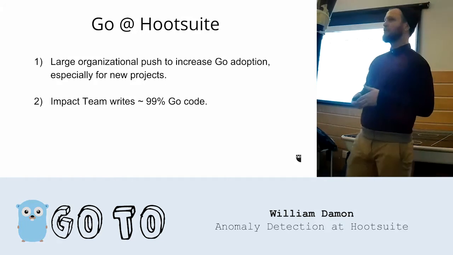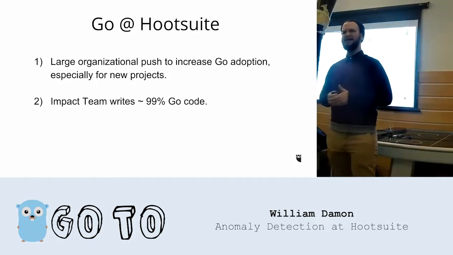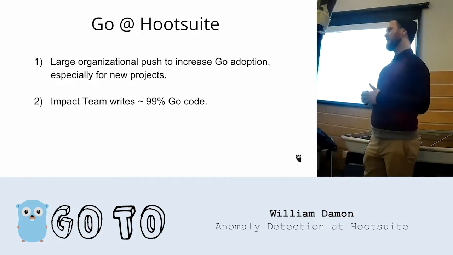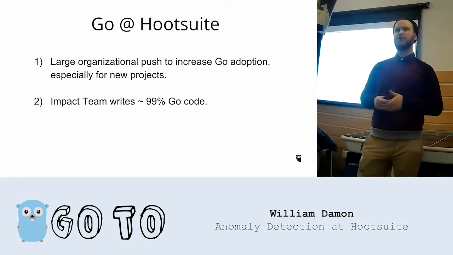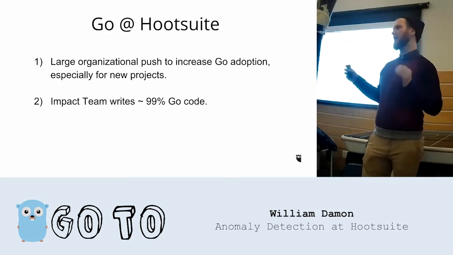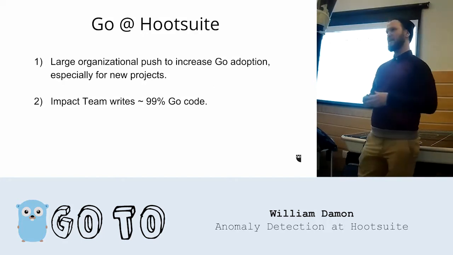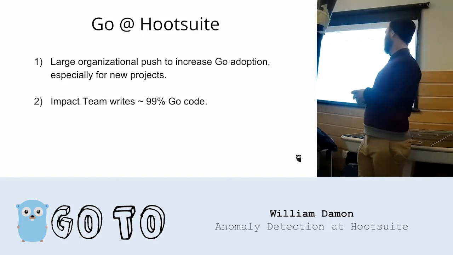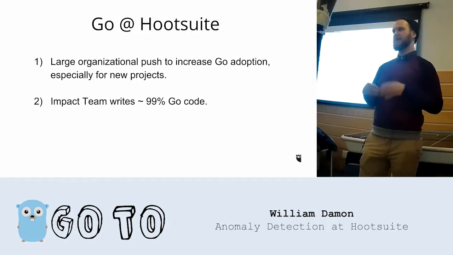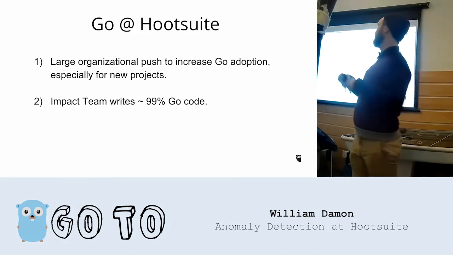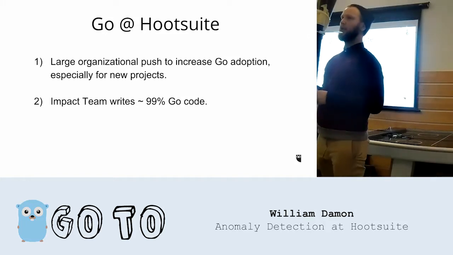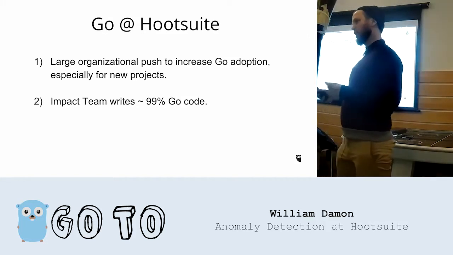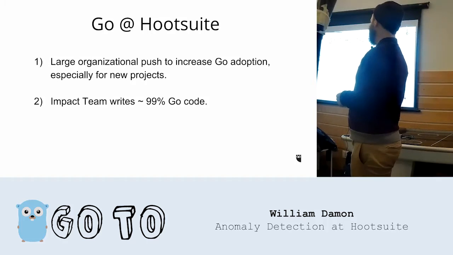Hootsuite as a whole has about 12% of their code written in Go, but that's growing by leaps and bounds. It's been a big organizational push to hire and encourage more Go development in the company. We see that in widespread adoption of more microservice architecture. And of course, our team here in Toronto writes almost exclusively Go code, which is really nice.